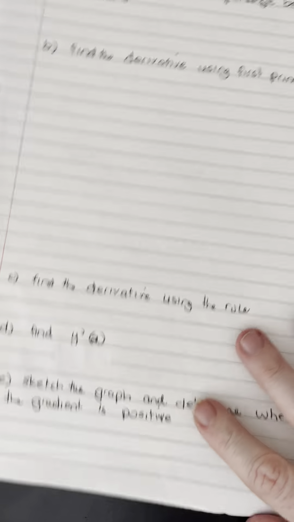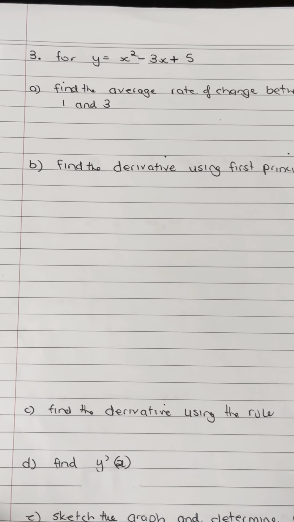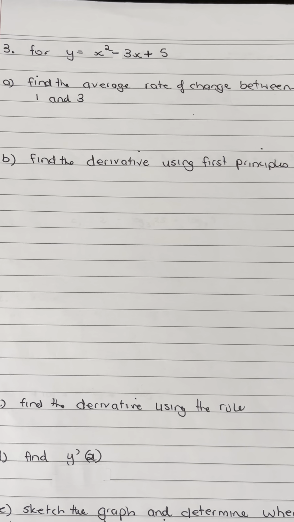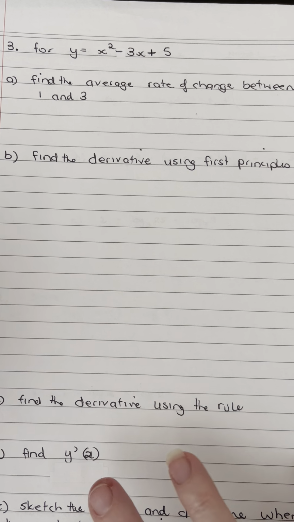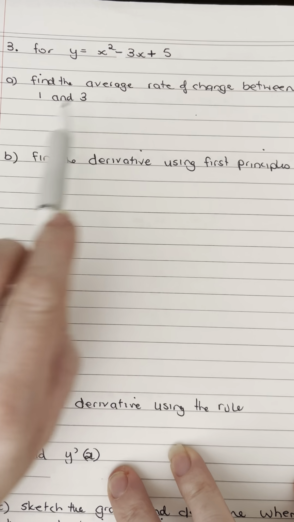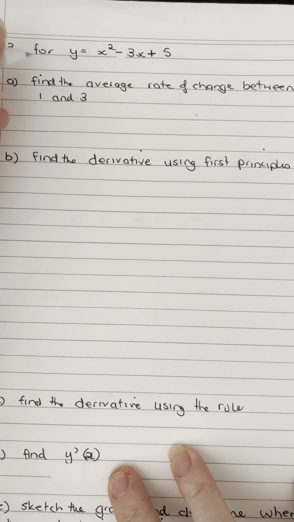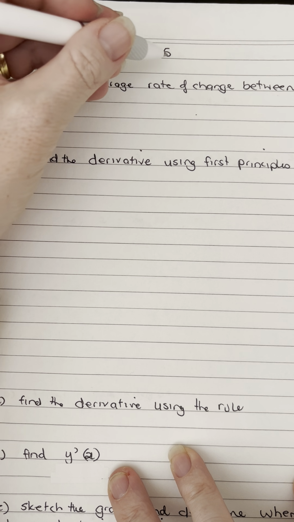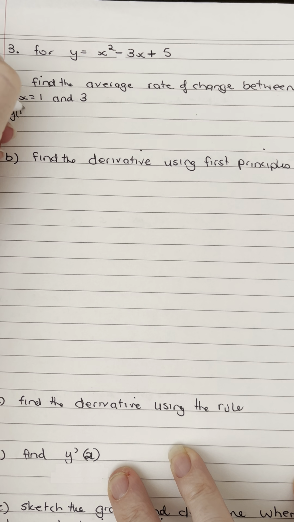On the second side of the sheet, we had some questions relating to the derivative and rate of change. So the first one was finding the average rate of change between 1 and 3. So assuming that means between x equals 1 and 3. So we've got our y equals x squared minus 3x plus 5. So we're wanting to find y1 and y3.